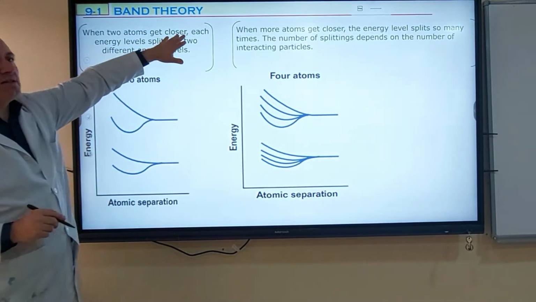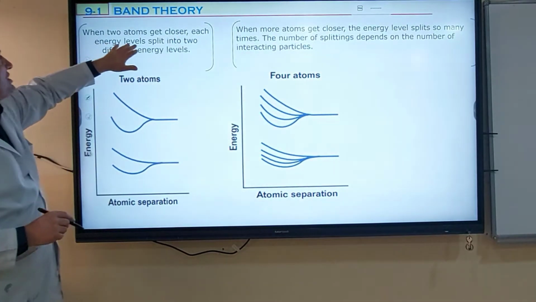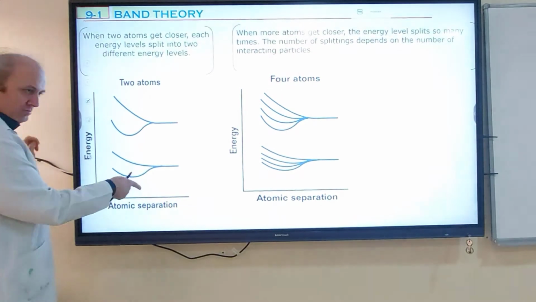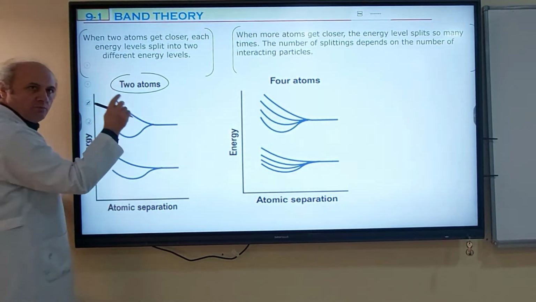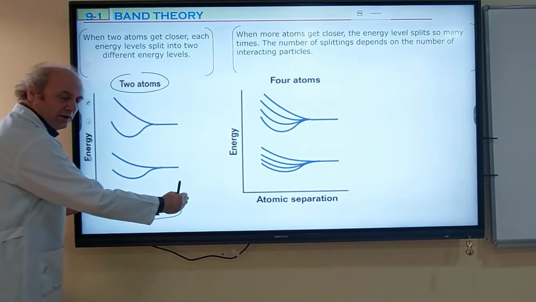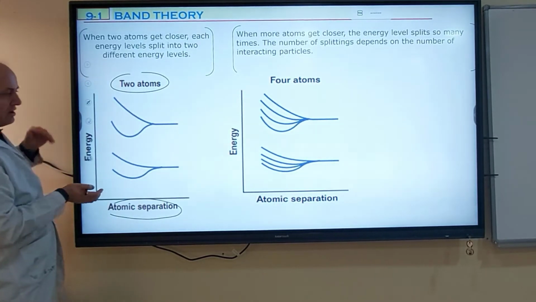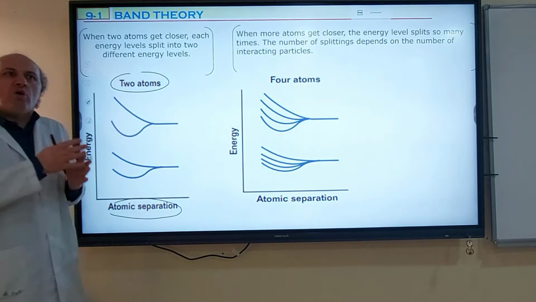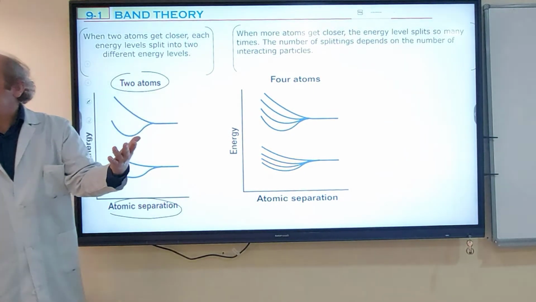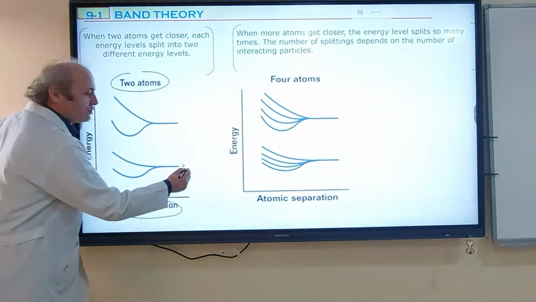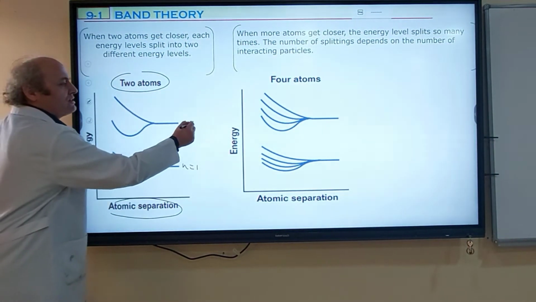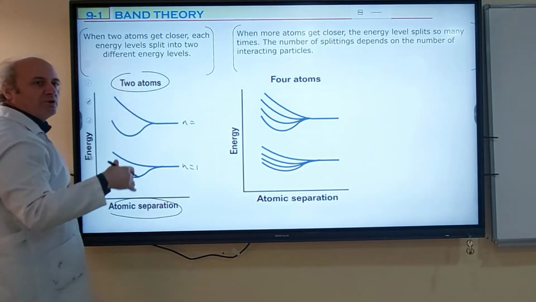When two atoms get closer, each energy level splits into two different energy levels. Two atoms, we make them closer. This axis is the atomic separation, how distant they are. This axis represents energy levels. Initially, they are so far from each other that for each atom we have the same energy levels. For n equal to 1, say negative 1.44 for both of them. For n equal to 2, say negative 2.74 for both of them.